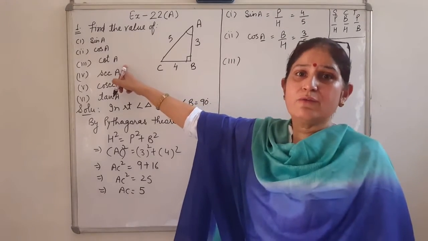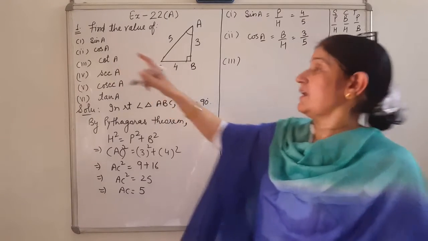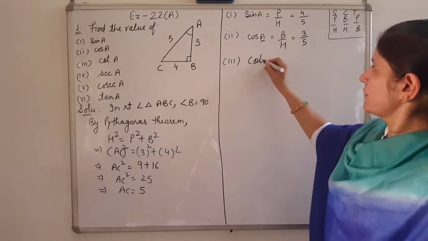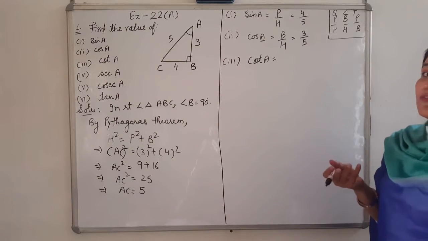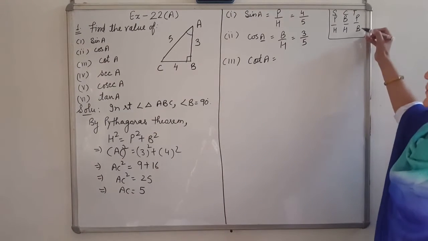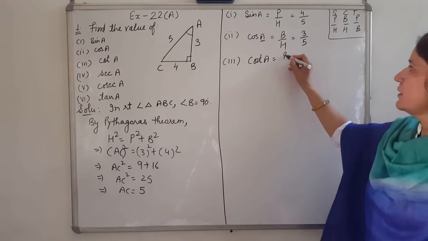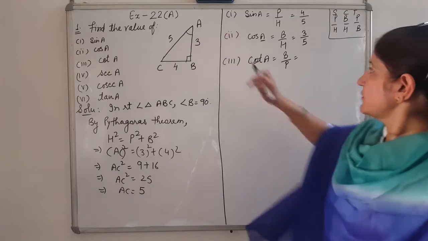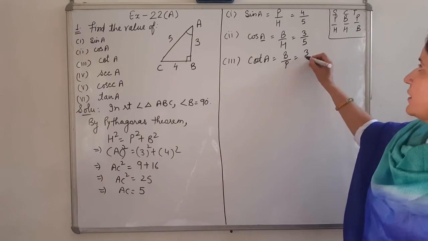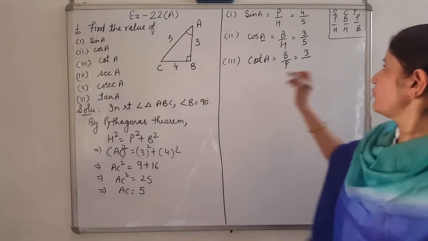Now the next one. What do you have to find? The value of cot A. What will be cot A? Reciprocal of tangent. Means B over P. What is the base? 3 and perpendicular is 4.